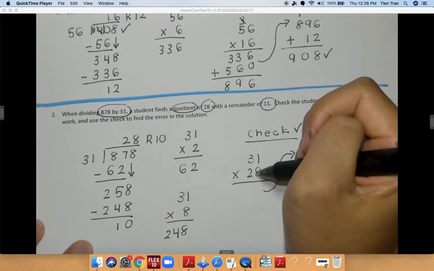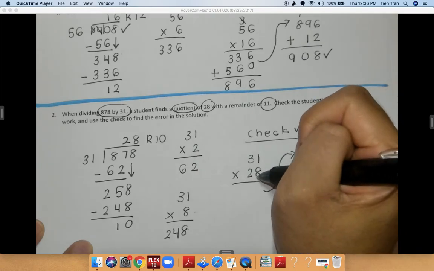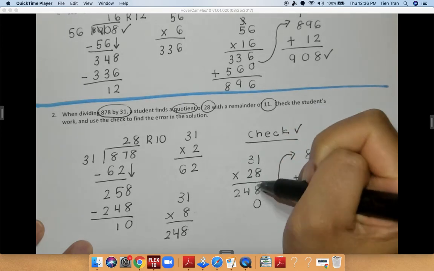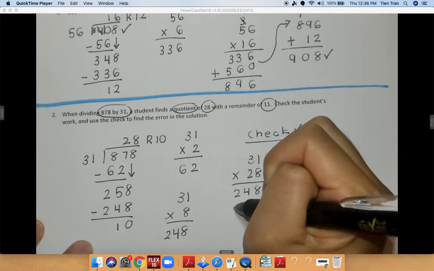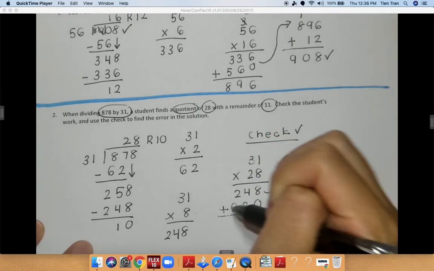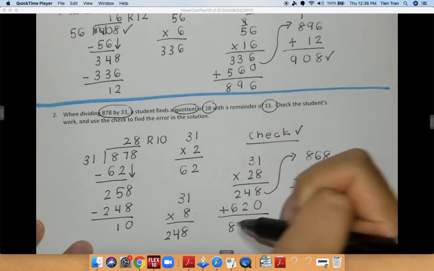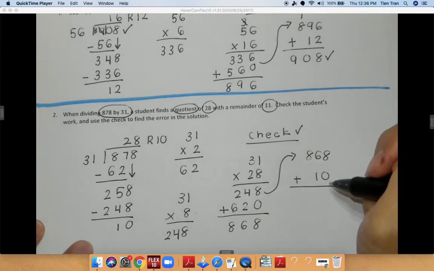So now I'm going to multiply to check if my answer is correct. 8 times 1 is 8. 8 times 3 is 24. Bring down my 0. 2 times 1 is 2. 2 times 3 is 6. Now I'm going to add. 8 plus 0 is 8. 4 plus 2 is 6. 6 plus 2 is 8. I get 868 plus 10.